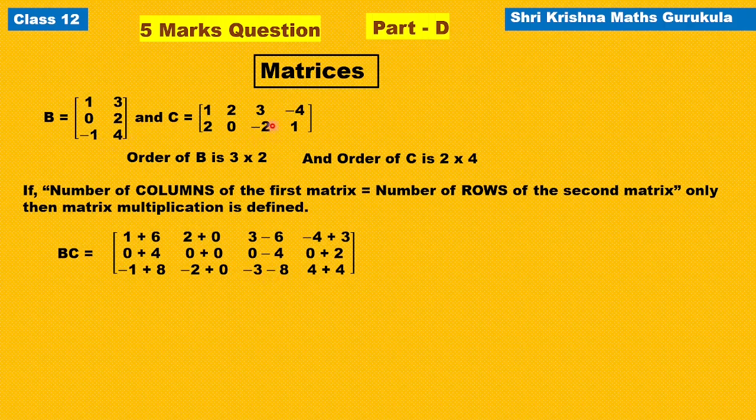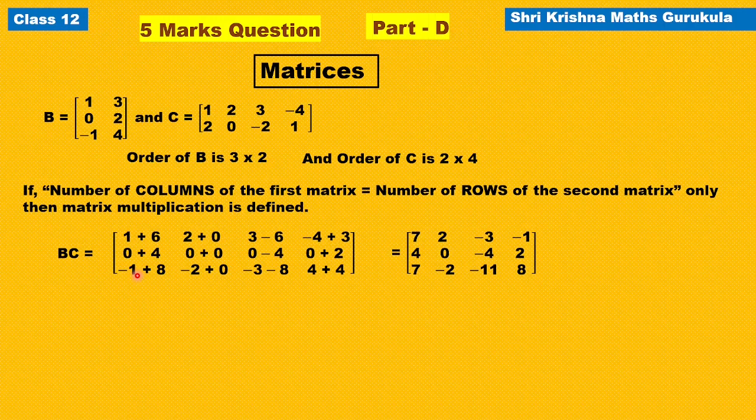Now third row with fourth column. Minus 1 into minus 4 is plus 4. Then 4 into 1 is 4. 4 plus 4. So on simplification, what we get is 7 here. 2. This is minus 3. And this is minus 1 here. Then again this is 4. This term is 0. Then it is minus 4. Then it is plus 2.